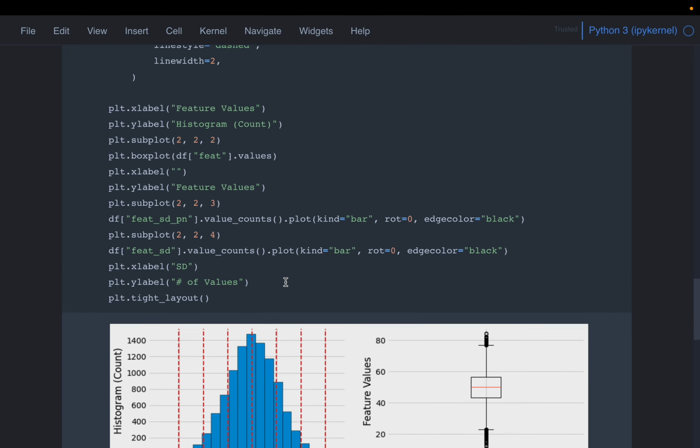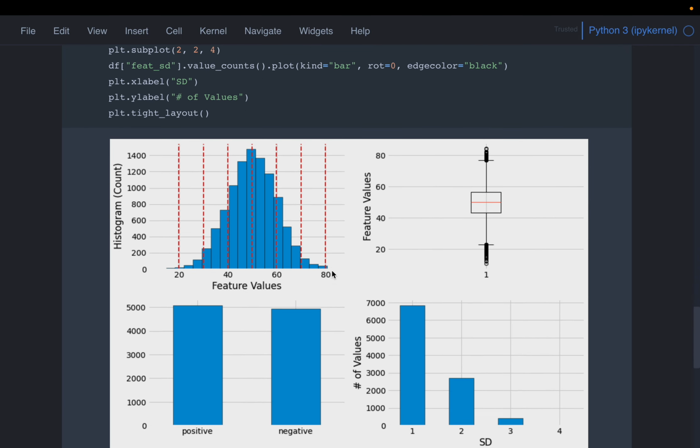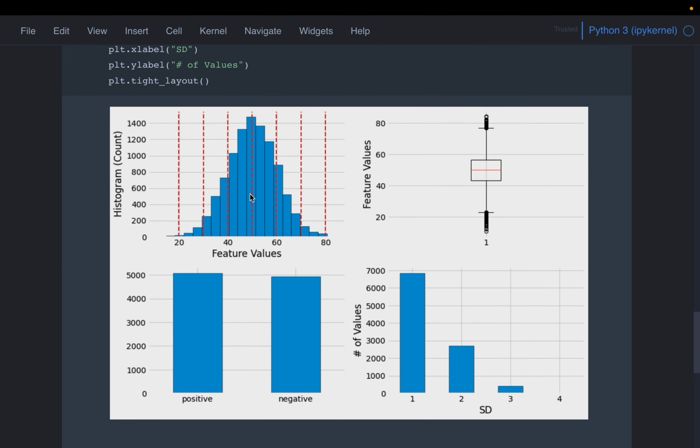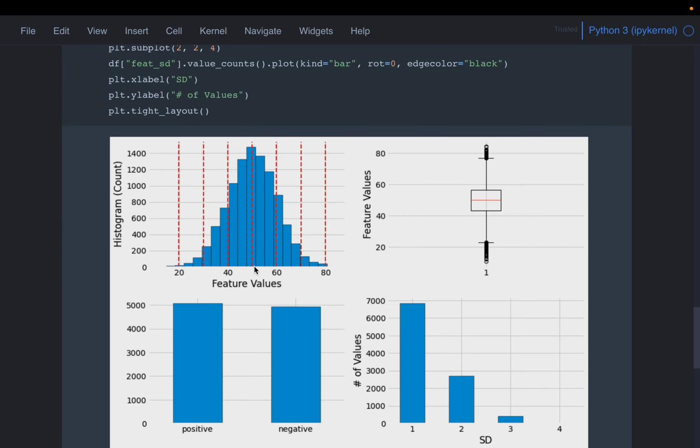Okay, so here we are generating some images. Now this is our actual distribution. As we expect, the majority of the values are around 50 and the standard deviation is around 10. Here the middle one represents the mean, and this one represents 1 sigma distance, 2 sigma and 3 sigma. Similarly, on the right hand side, this one represents 1 sigma, this one 2 and this one 3 sigma.